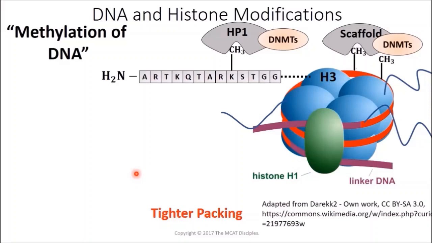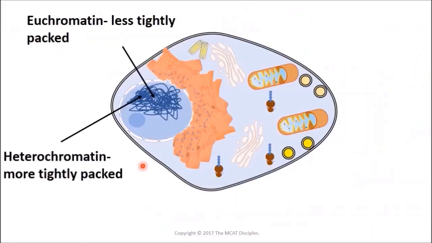Either way, you get tighter packing. Again, this is just making the point that euchromatin is less tightly packed and heterochromatin is more tightly packed. Heterochromatin under electron microscopy will look dark, whereas euchromatin will look lighter. Because it's less tightly packed, the transcription machinery can get there and bind, whereas in heterochromatin you get decreased gene expression because it's much harder to reach that area. Heterochromatin is typically found toward the periphery of the nucleus, whereas euchromatin is found more towards the center.